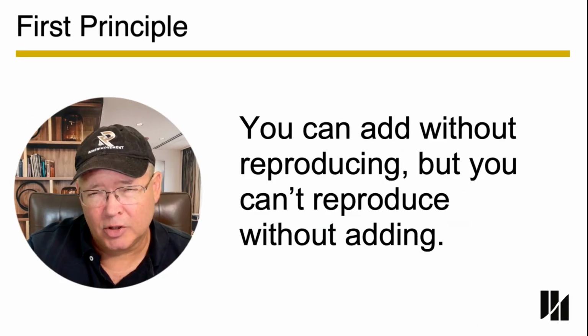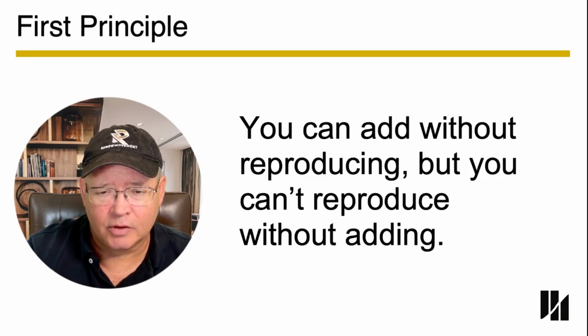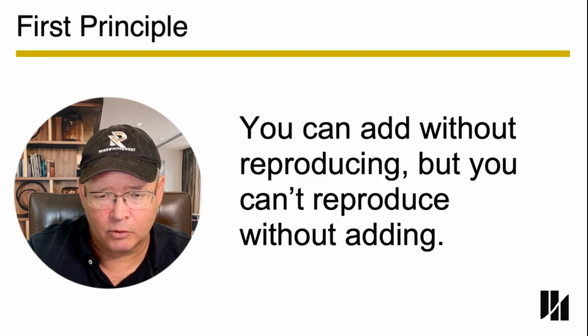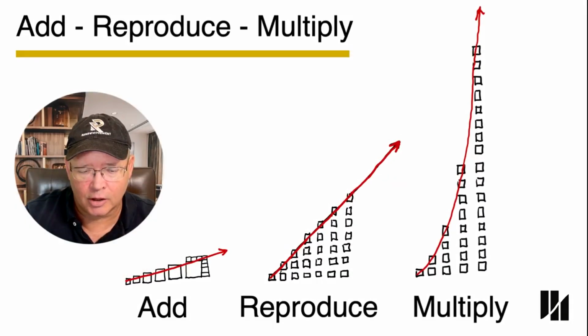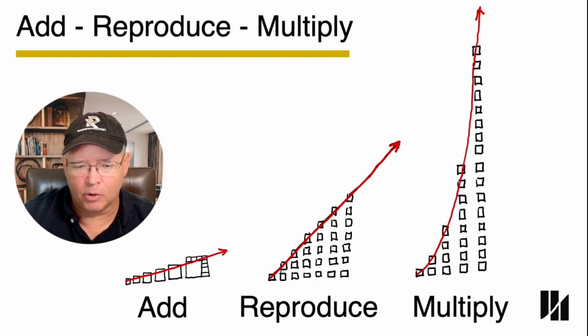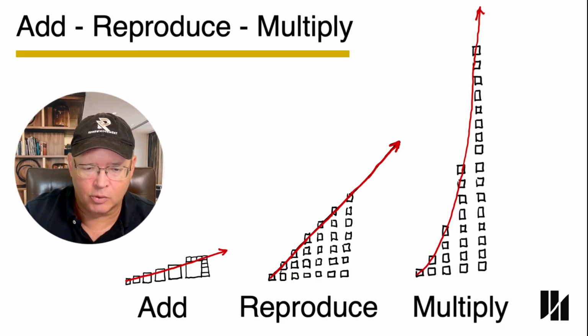There's a series of principles we can extract from this math. Let's start with the first principle, really important. You can add without reproducing, but you can't reproduce without adding. Say it again, you can add without reproducing, but you can't reproduce without adding. Let's go back and look at the first chart again. The very first programmatic addition over there on the left, that's one church that never reproduces. It never plants a church, but it continues to grow.